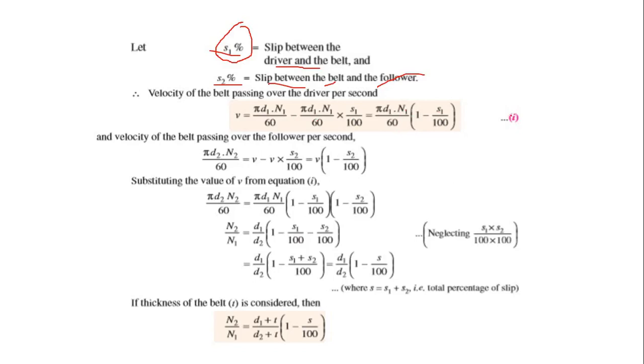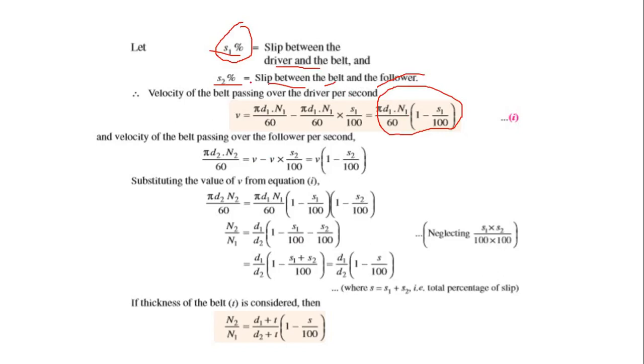Now student, similarly, the velocity of belt passing over the follower per second, we can write pi d2 n2 by 60. This is the actual velocity, but this is not the velocity that occurs at the driven side because slip will occur at this side. Now this is the output velocity of the driver and belt side. So this is the input for the driven side. So there is also slip between the follower, or you can say driven, and belt.